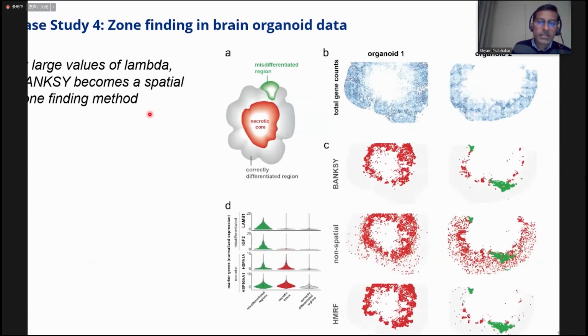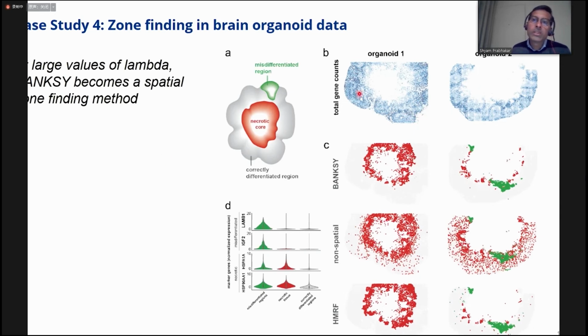Then one more case study. We've talked about cell types. We talked about in-base data types. If you use a very high value of lambda, I mentioned that BANKSY mainly pays attention to the neighborhood expression. It does not pay attention much to the cell's own expression. And when you do that, BANKSY becomes a spatial zone finding method. So in this case, we use BANKSY to find zones in this brain organoid data generated by my collaborator, Jinye Liu at Genome Institute of Singapore.